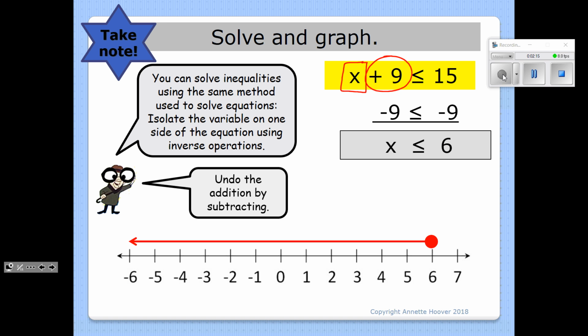That's what it means. So when we graph it, we go to 6 on a number line. Since it could also be equal to, we do the colored in dot to show that it could also be equal to 6. And then our arrow goes to the left, showing that it's all of these numbers that are less than. Now in our last video, we talked about how if the variable is on the left side of the equation, then the sign actually shows you the direction that the arrow is going to go.